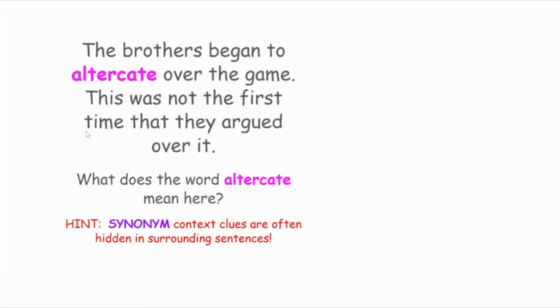Let's take a look at another example here. The brothers began to altercate over the game. This was not the first time they argued over it. What does the word altercate mean here? Here's a hint. Synonym context clues are often hidden in the surrounding sentences. So I'm looking at the sentence after that. And I am seeing not the first time. Also, it says argued. So it's giving me a synonym to what altercate means. It means to argue.